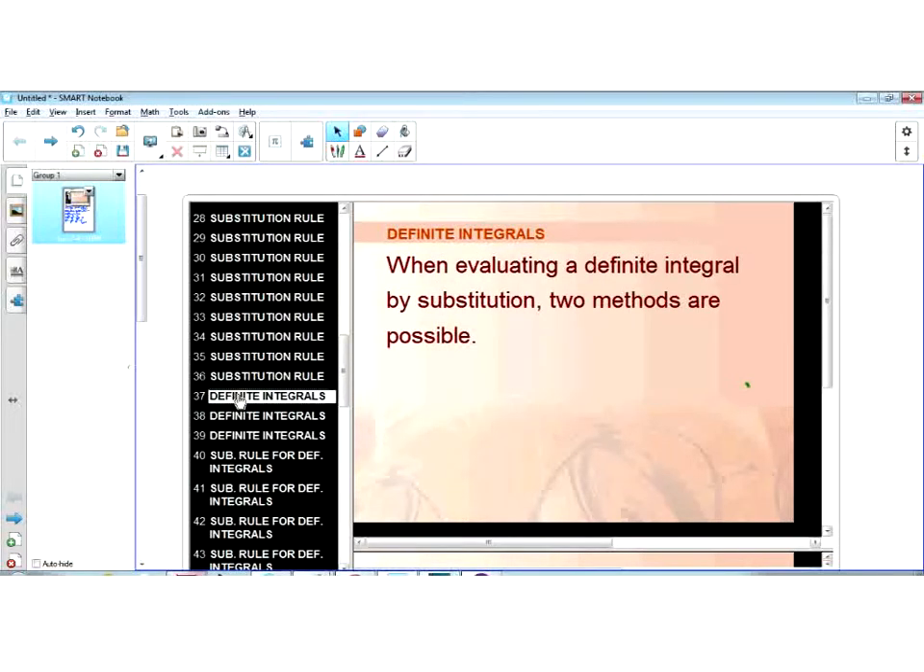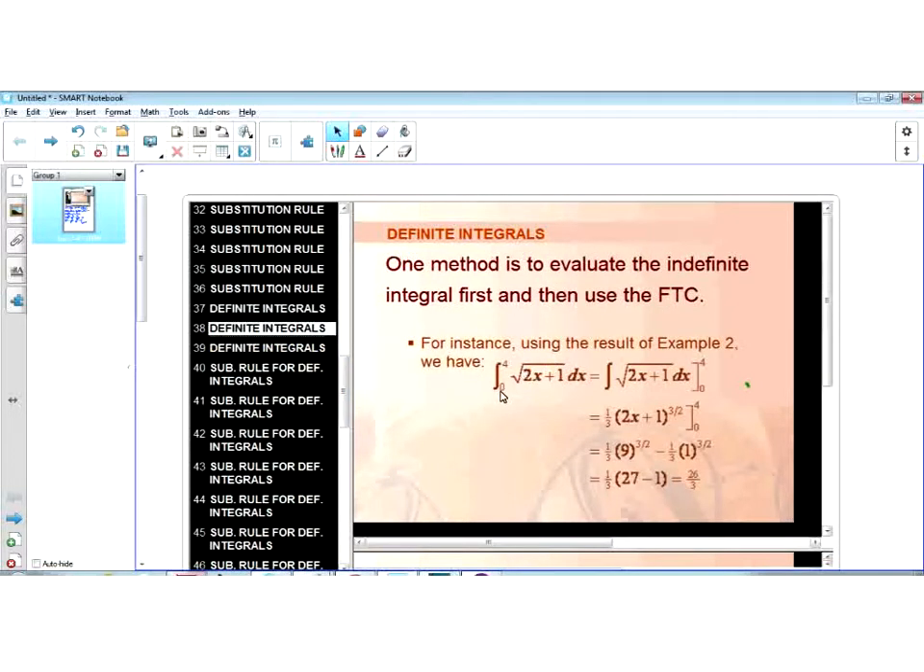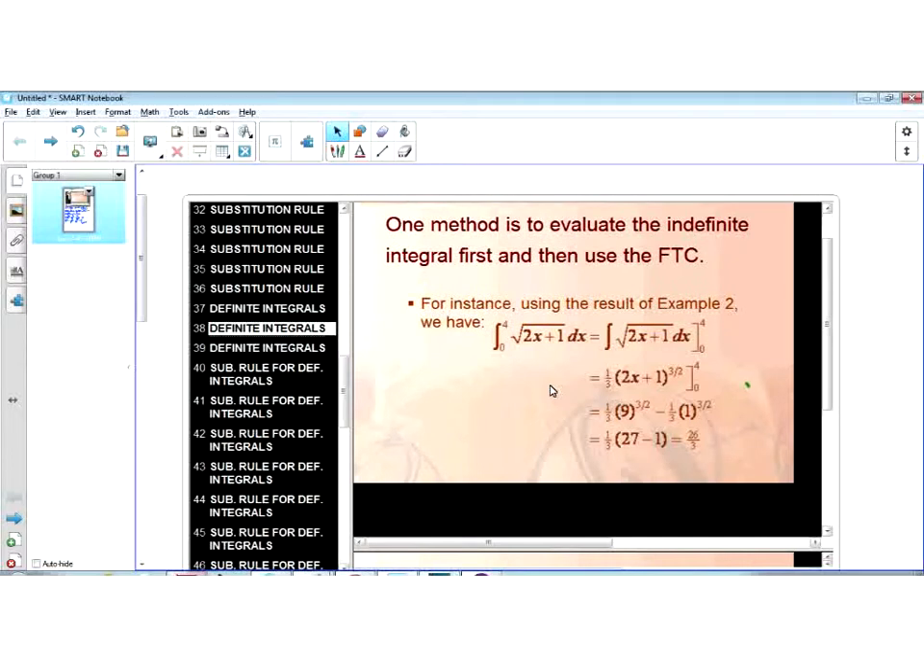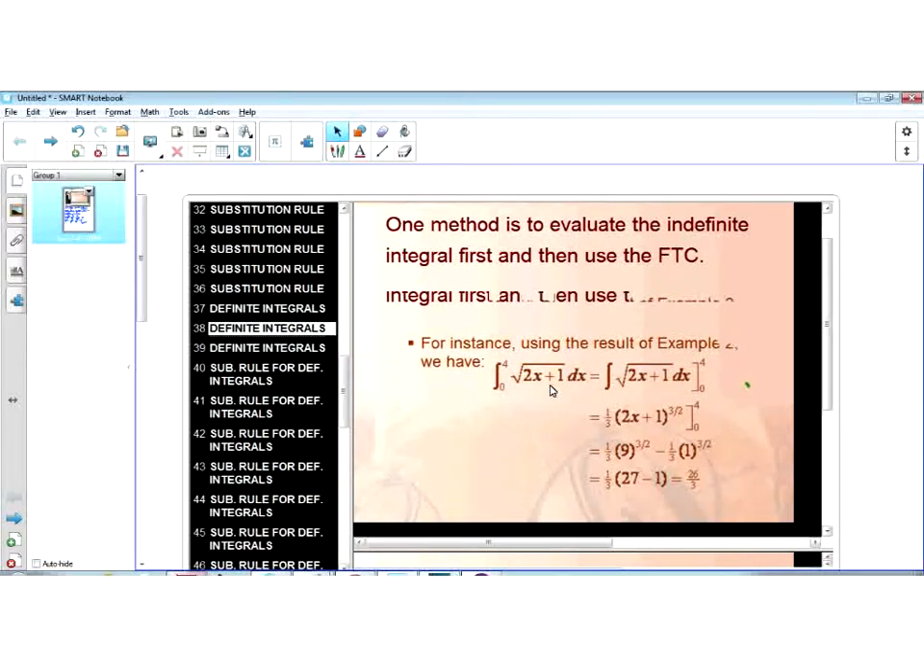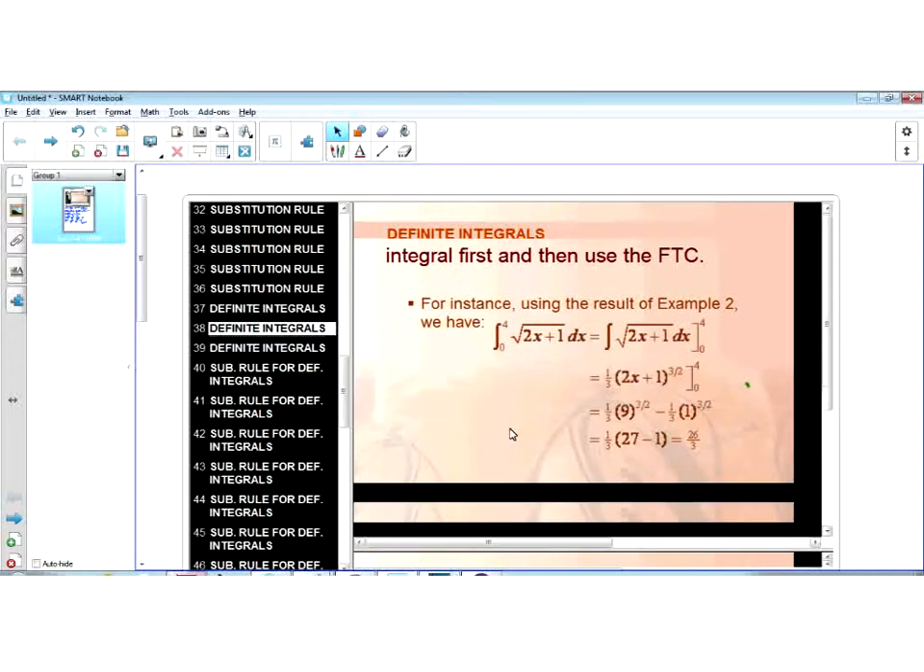All right, so we can use the substitution rule for definite integrals as well. Okay, and there are 2 techniques. So let me show you how that's done. Let's consider the definite integral from 0 to 4 of the square root of 2x plus 1. You can basically calculate the indefinite integral, which we did before, and then use the net change theorem. All right, so that's one way.